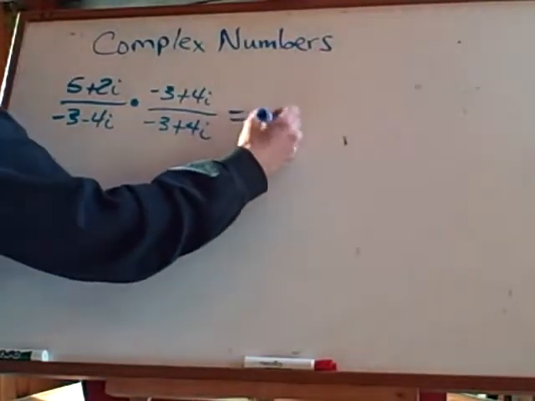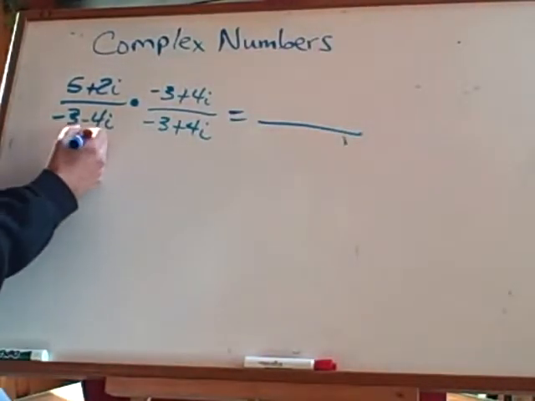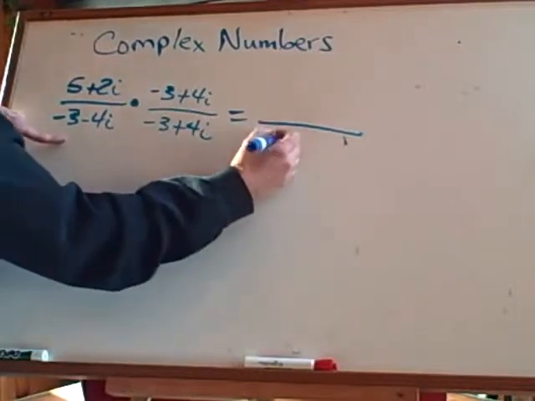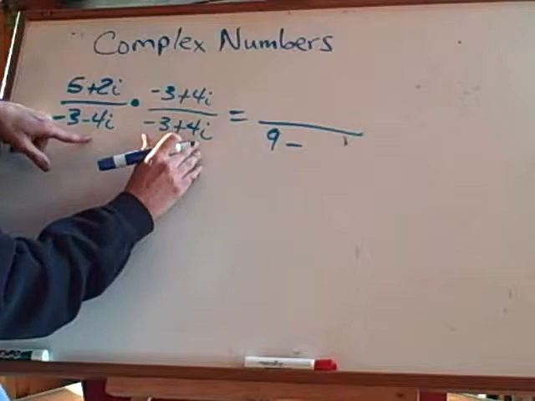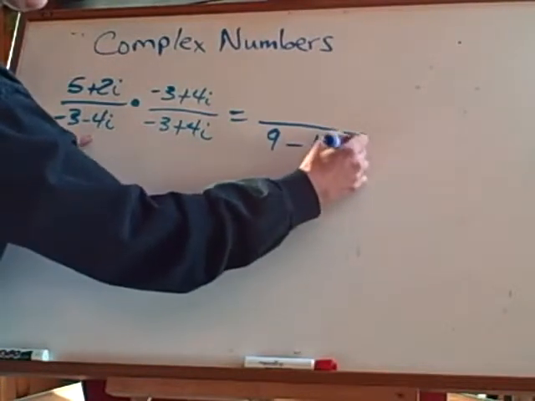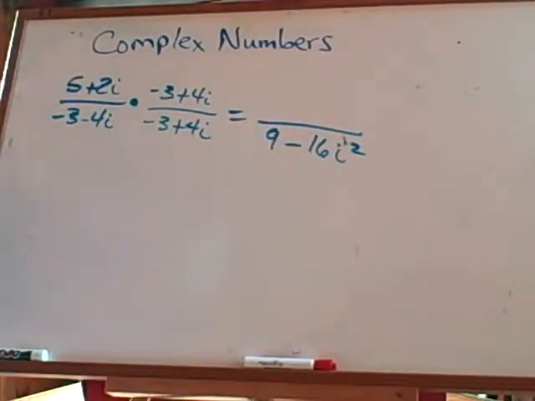Alrighty. That's going well. Okay, a squared minus b squared. A squared is going to be what? 9 minus, and b squared would be what? 16i squared? Does that look right? Okay, now we're going to do the long way on the top.